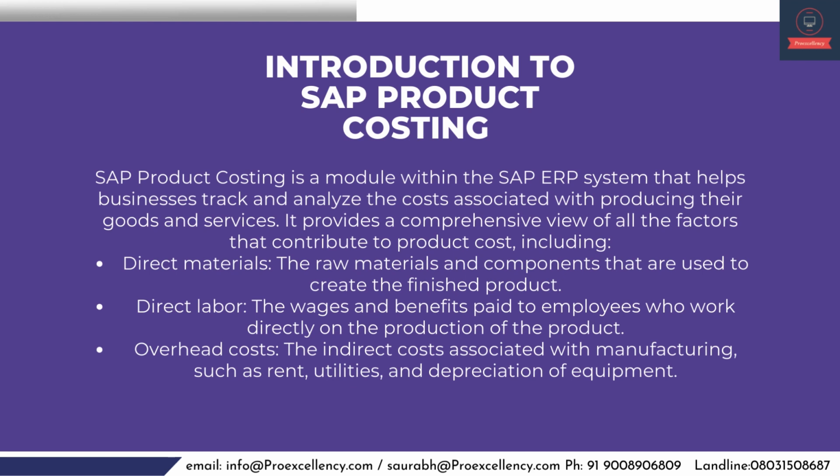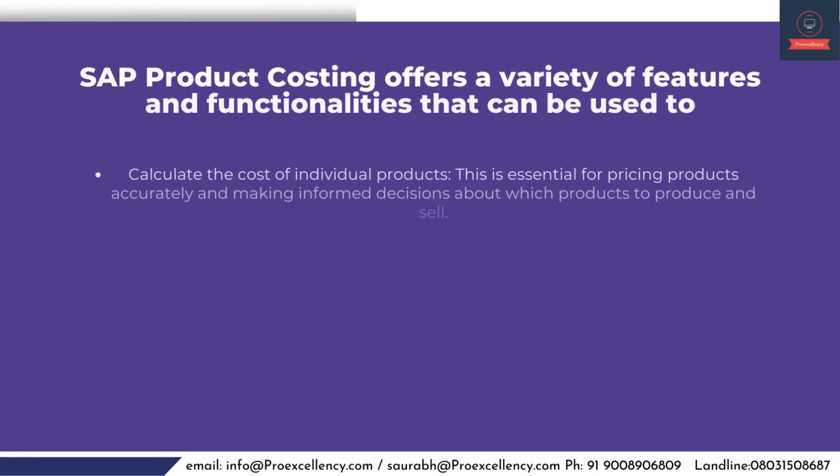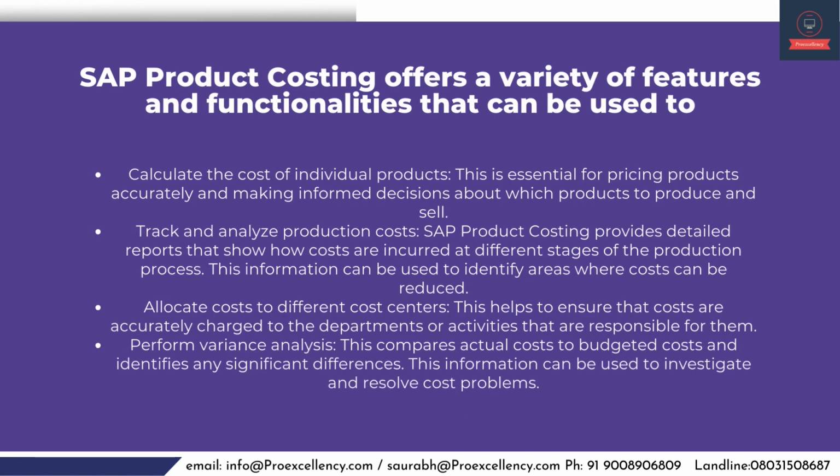Direct labor, the wages and benefits paid to employees who work directly on the production of the product. Overhead costs, the indirect costs associated with manufacturing, such as rent, utilities, and depreciation of equipment. SAP Product Costing offers a variety of features and functionalities that can be used to calculate the cost of individual products. This is essential for pricing products accurately and making informed decisions about which products to produce and sell.